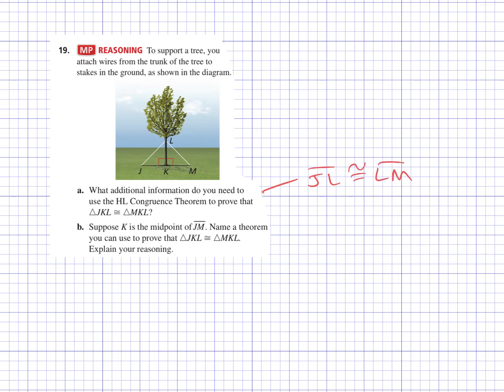And then suppose K is the midpoint, and by definition of midpoint, you have JK congruent to KM. So then you name a theorem that you can prove for part B. If you have those two and you have the hypotenuses, then it's the hypotenuse leg theorem. So they're just asking that you reiterate what you've learned.